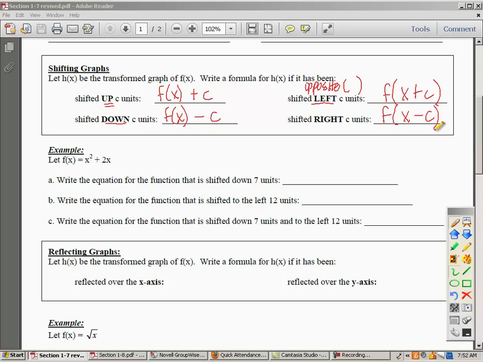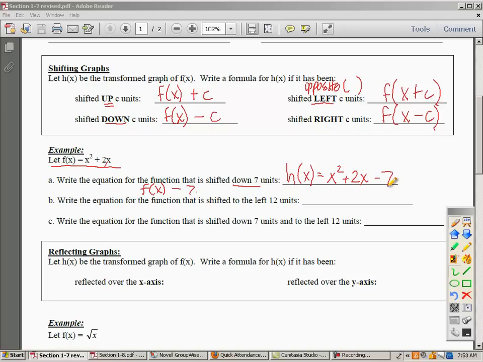Let's look at x squared plus 2x. What happens if I shift down? We take our function, and if we're moving down, we're going to go minus 7 at the end. I'm going to call this new function h, just to say I shifted my graph. So I take my f function, which is x squared plus 2x, and I'm just going to take a minus 7 at the end.